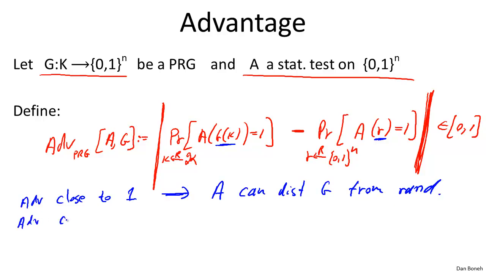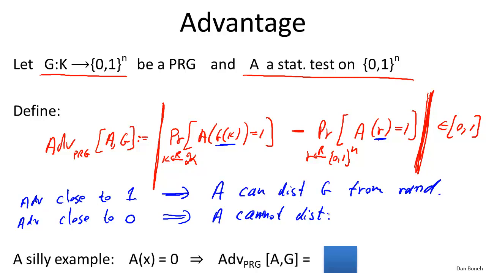However, if the advantage is close to 0, well, what does that mean? That means that basically the statistical test behaves pretty much the same on pseudo-random inputs as it does on truly random inputs. And basically there we would say that A could not distinguish the generator from random. So this gives you a little bit of intuition about why this concept of advantage is important. It basically tells us whether A was able to break the generator, namely distinguish it from random, or not able to break it.